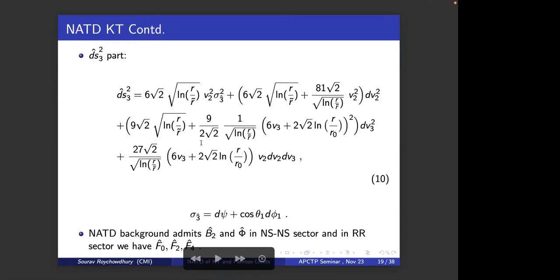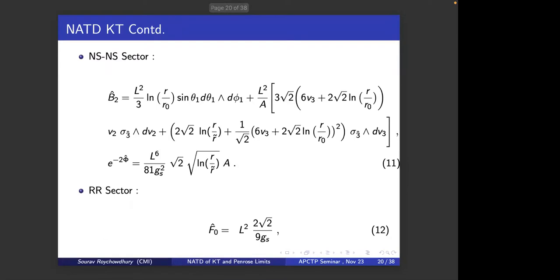So this background is supported by the 2-form and the dilaton in the NS sector, and in the RR sector we have all fluxes. All fluxes means we have F0, F2, and F4. Just as expressions, this is the 2-form in the NS sector, and we have some S2, and the other parts depend on the Lagrange multiplier. So this is the B2 in my T-dual sector, and this is the T-dual dilaton.